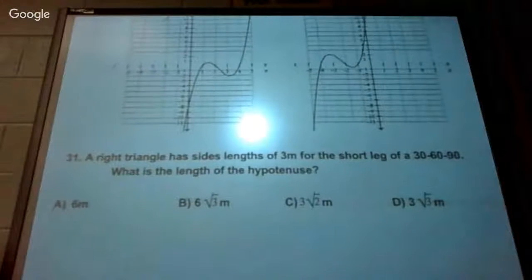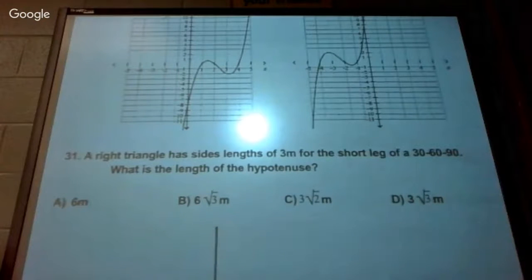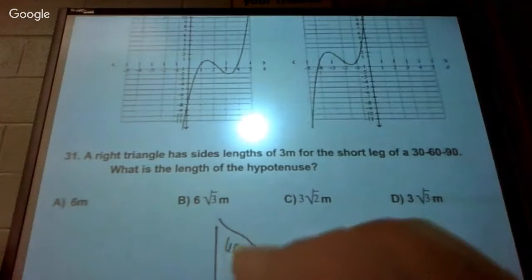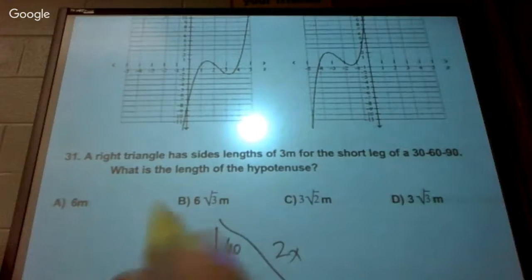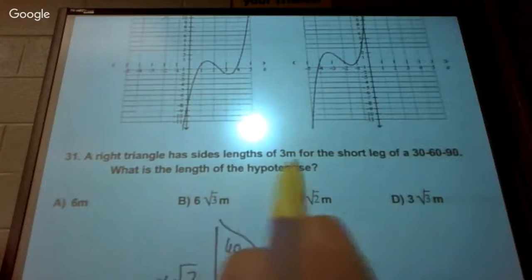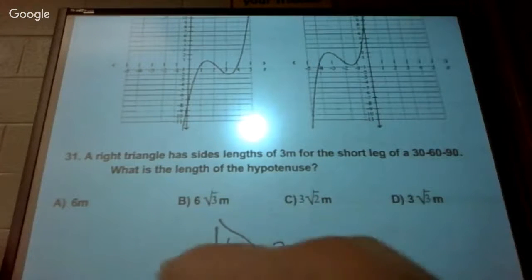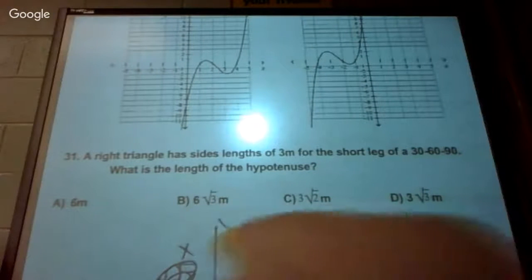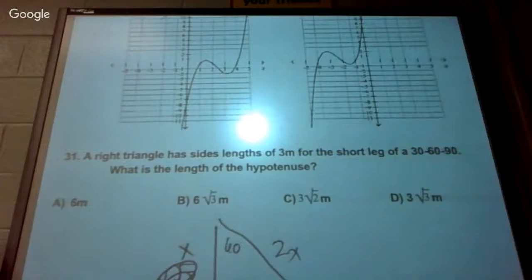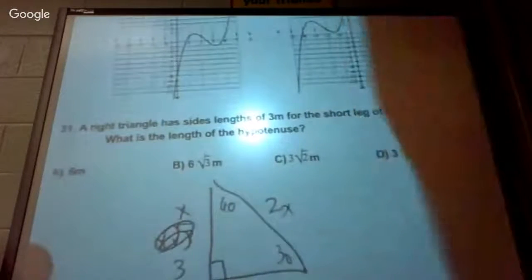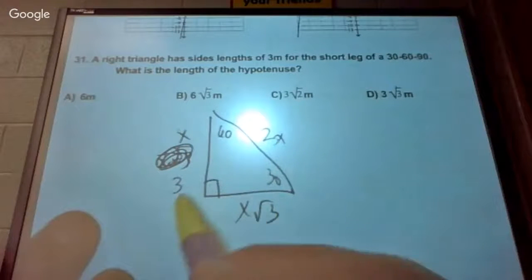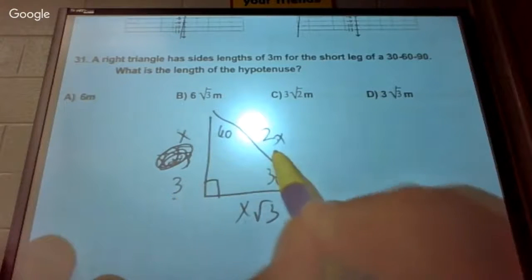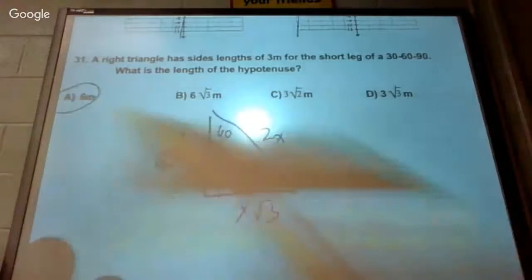31, 30, 60, 90. That's 30, that's 60, and this is 90. Remember, it's x, 2x, and x square root of 3. What is the length of the hypotenuse? The side length, 3 meters for the short leg. Oh, excuse me, I got this backwards. So it's 3 here. What is the length of the hypotenuse? Let me rewrite this here. So x, 2x, x square root of 3. If the short leg is 3, the hypotenuse is double that. So A, 6.